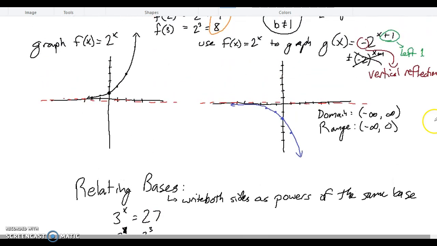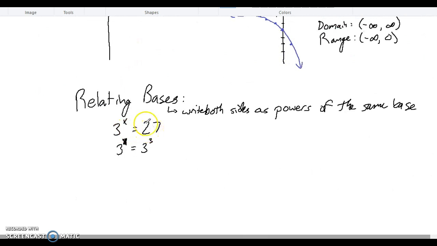Let's look up above. Our exponential functions are 1 to 1. That means if we had the same input, we have the same output, that's a function. But if we have the same output, that's what 3 to the x and 27 are. Those are our outputs. If they are the same, then the inputs had to be the same. So that means x equals 3.